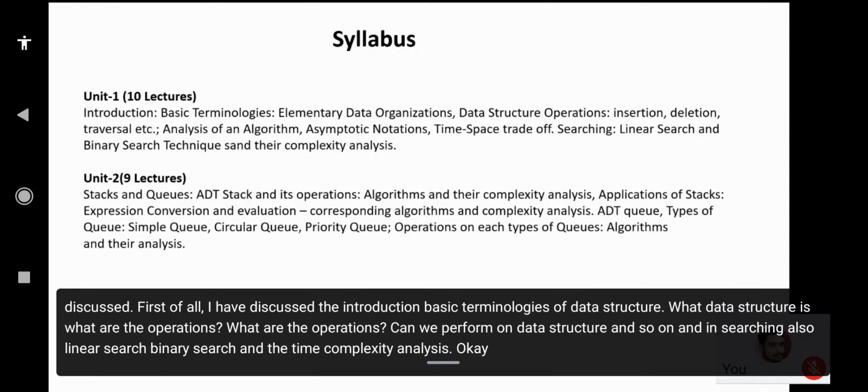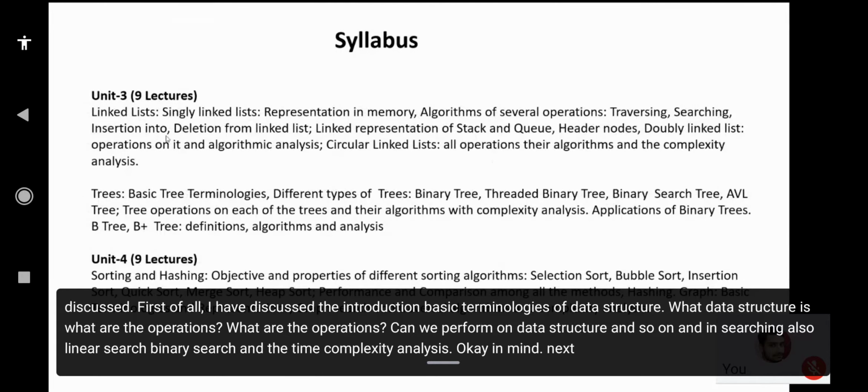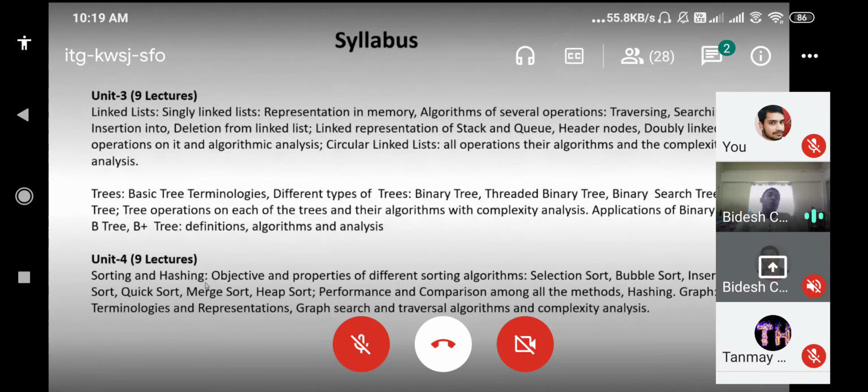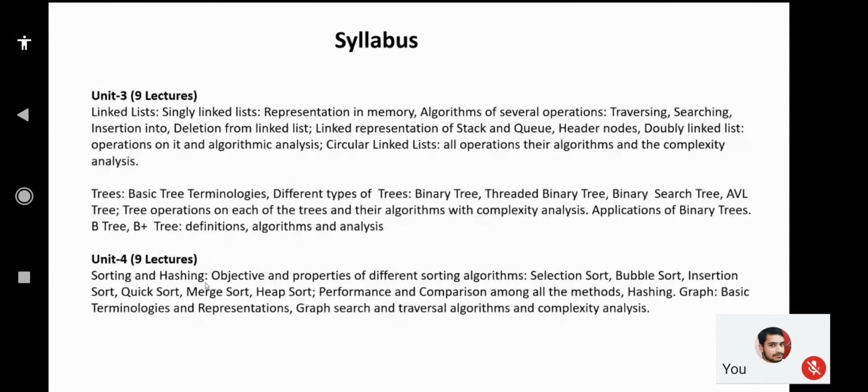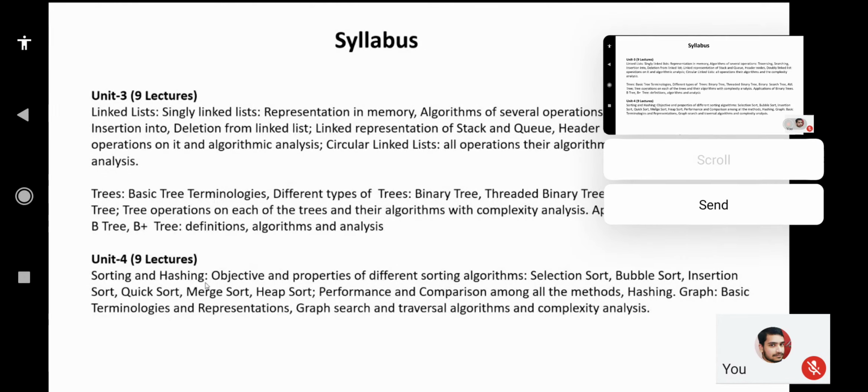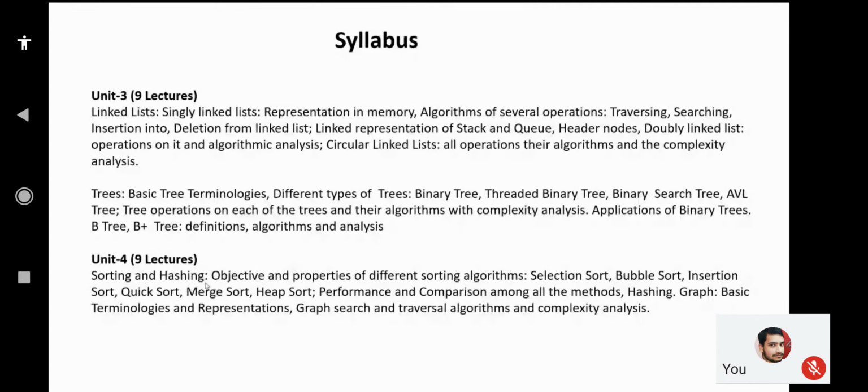In my next, I will start to discuss Unit 4. Here sorting is there. So I think already you have implemented selection sort and bubble sort. Is it? Have you implemented? Anybody please respond? Have you implemented any sorting algorithm? No, sir. No. Okay, fine.